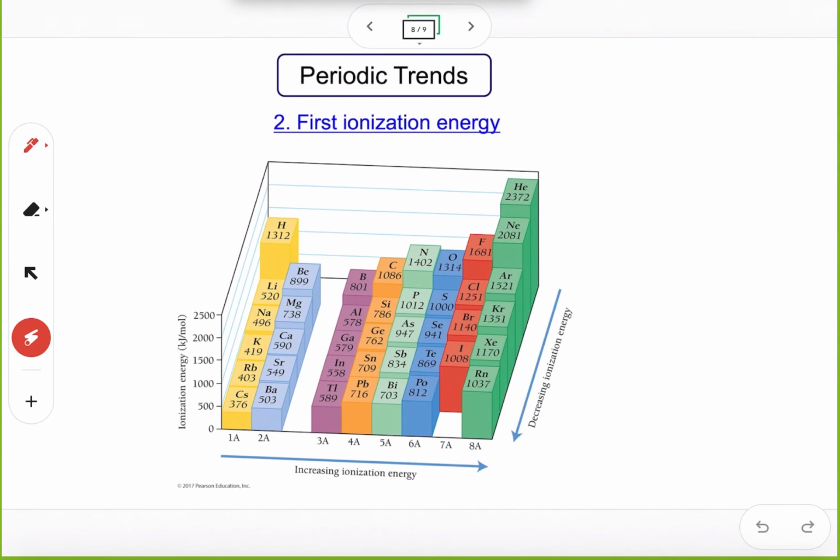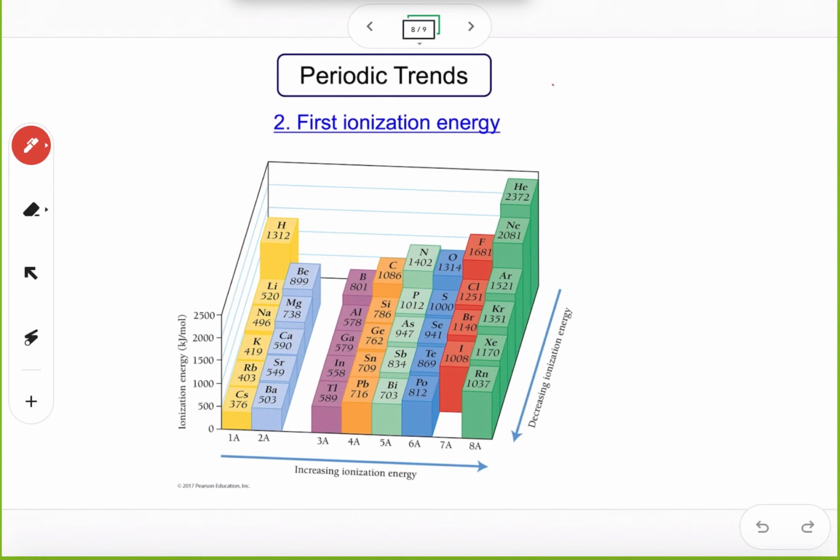Now, we've already talked about atomic size trend and ionic size trend. Now, let's talk about first ionization energy trend. This is from your textbook, and these numbers are first ionization energy. What is the first ionization energy? How do we define it? Let me write this down. First ionization energy means that you remove one electron from a neutral atom, how much energy you need to pay.